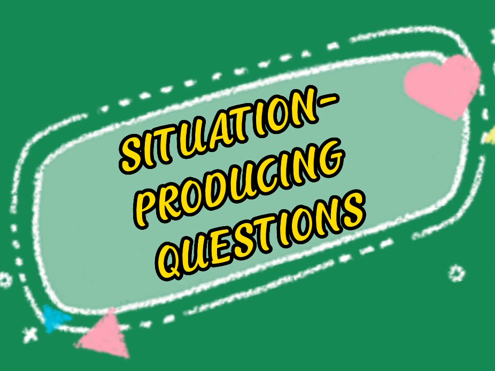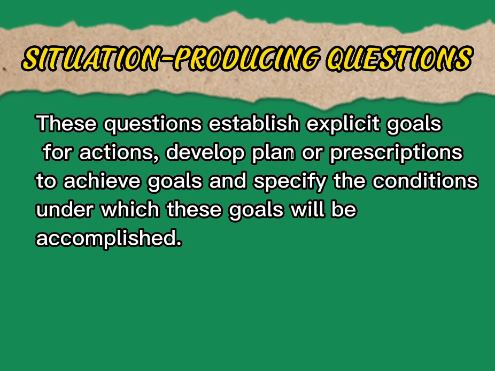Then the last type of the research question is the situation producing questions. So these questions establish explicit goals for actions, develop plans or prescriptions to achieve goals, or specify the conditions under which these goals will be accomplished.